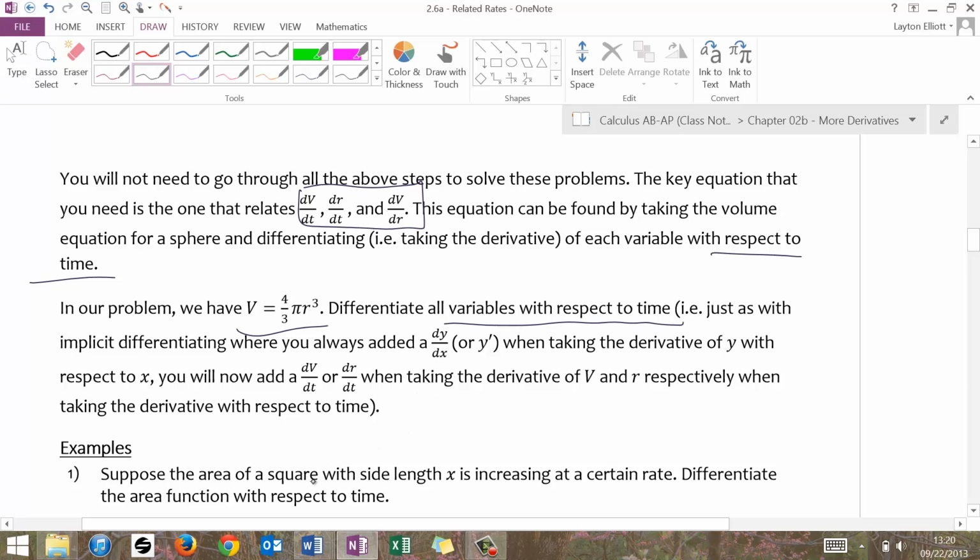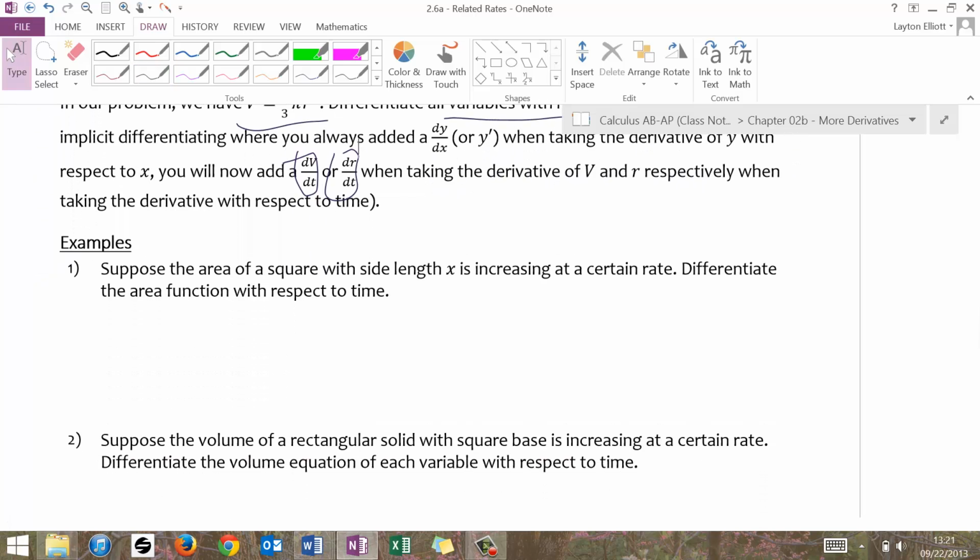So now instead of adding dy/dx or y prime or anything, we're just going to add these dV/dt's or dr/dt's or whatever. We take the derivative with respect to time. So pause the video, read these two paragraphs, come back.